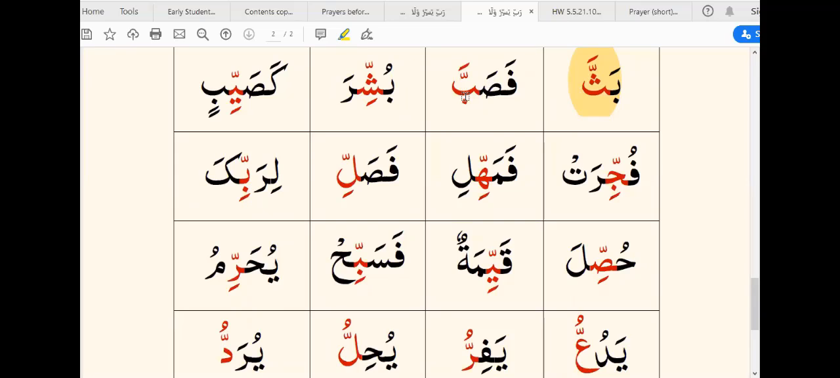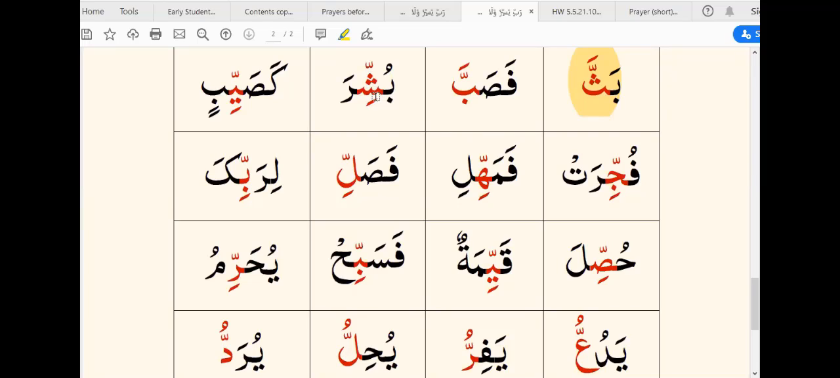Same over here, for the first sound, we're going to join letter Swad with letter Ba. And then for the second sound, we have letter Ba with a fatha stroke. Swab. Sub. Ba. Well done.